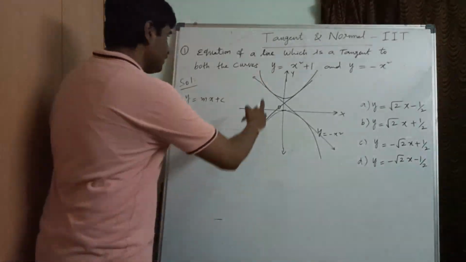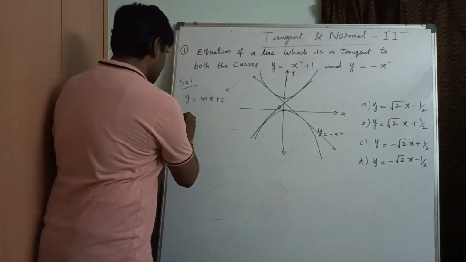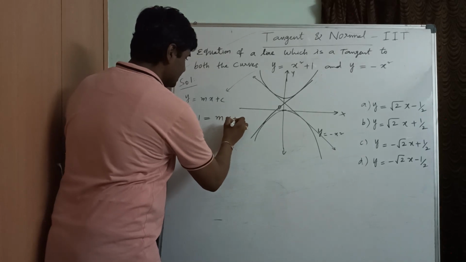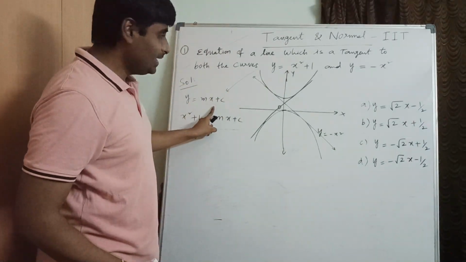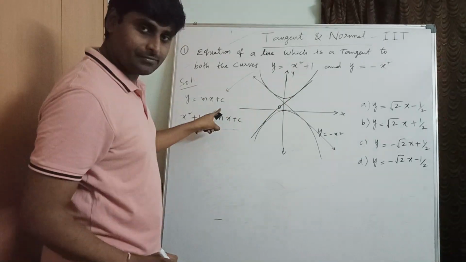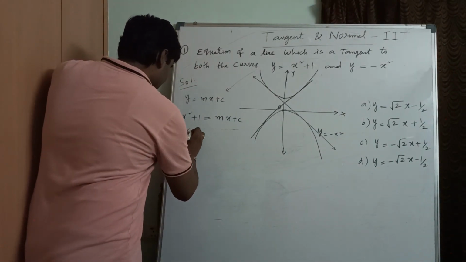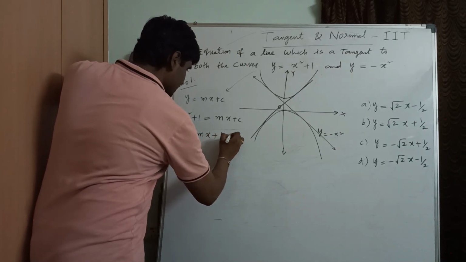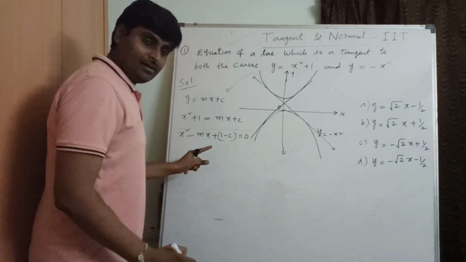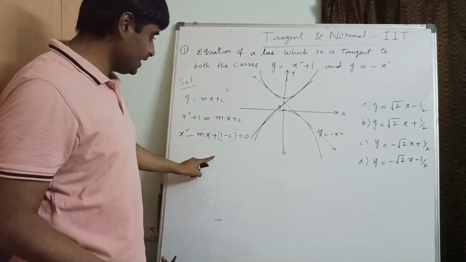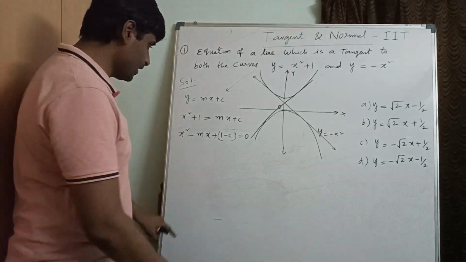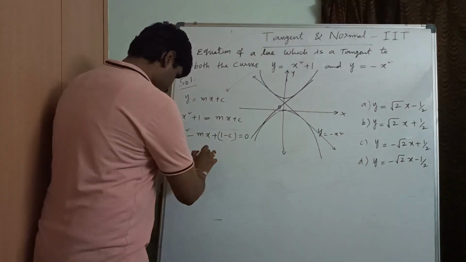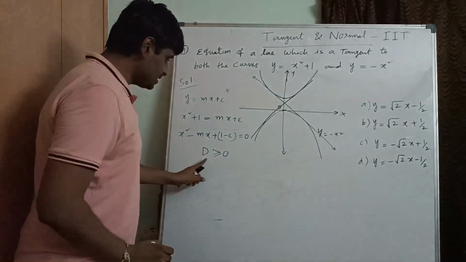Now let me take the first curve and equate it to this line. So how can I write it? x square plus 1 equals mx plus c. Both are y values only, so let me equate this curve and this line. Finally, what do you get here? x square minus mx plus 1 minus c equals 0. Anyway, the value of x is real obviously. This is a quadratic equation in x. Whenever roots are real, what is the condition? Since x is real, the discriminant must be greater than or equal to 0.